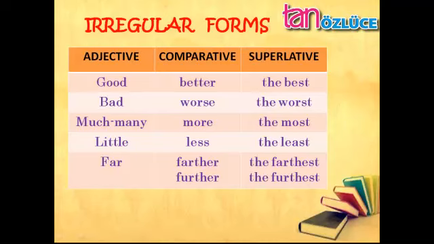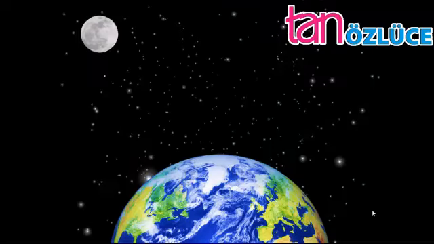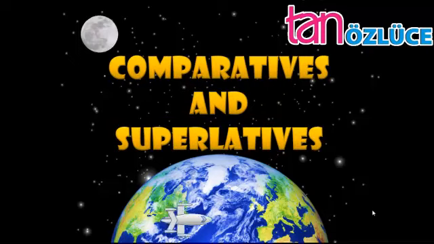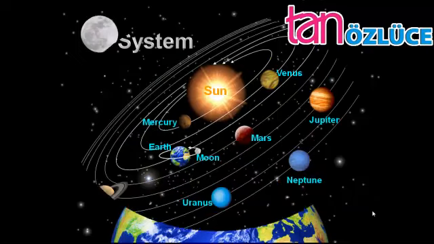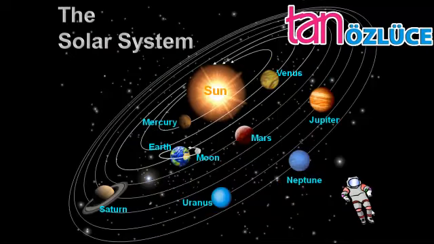And now it will be better practicing with comparative and superlative forms. Okay, now let's practice. Comparatives and superlatives. How about listening to the pronunciation of the planets in the solar system?